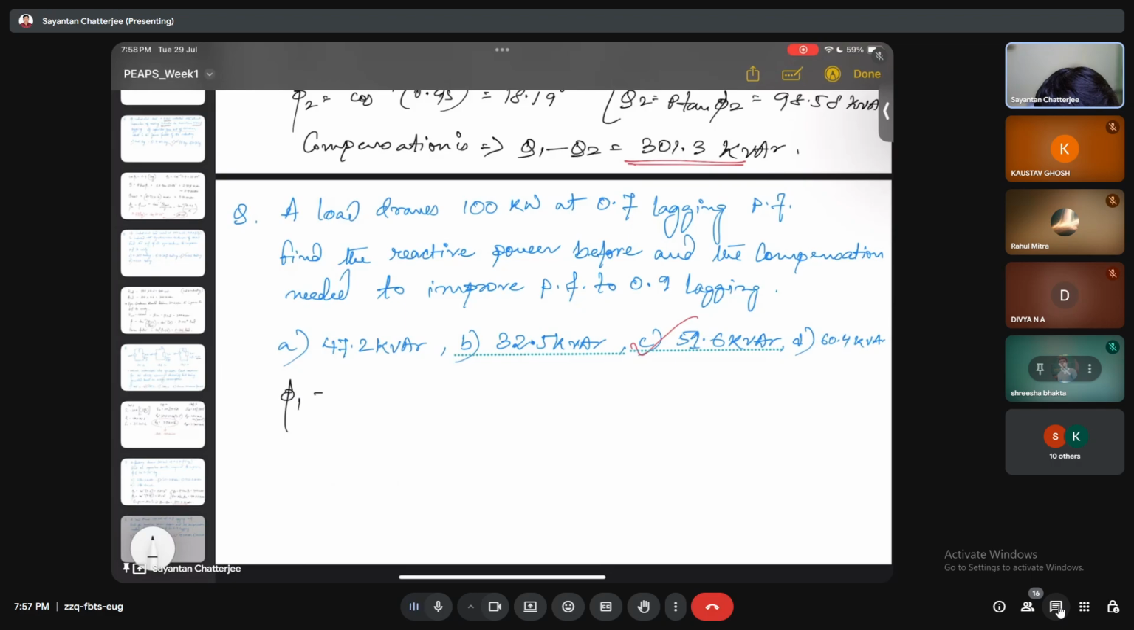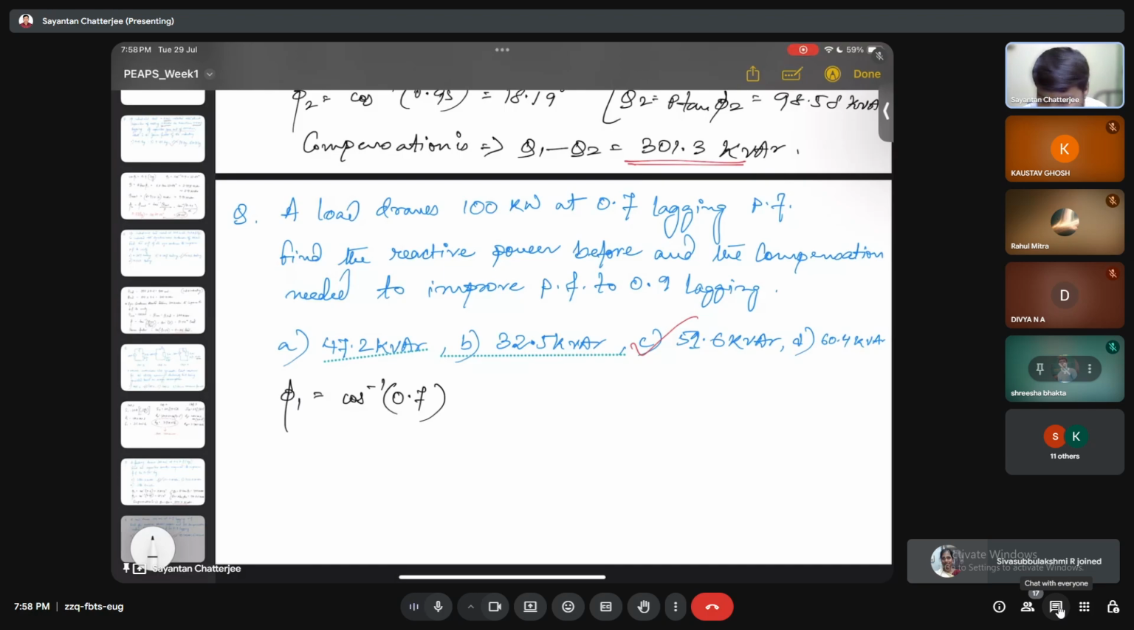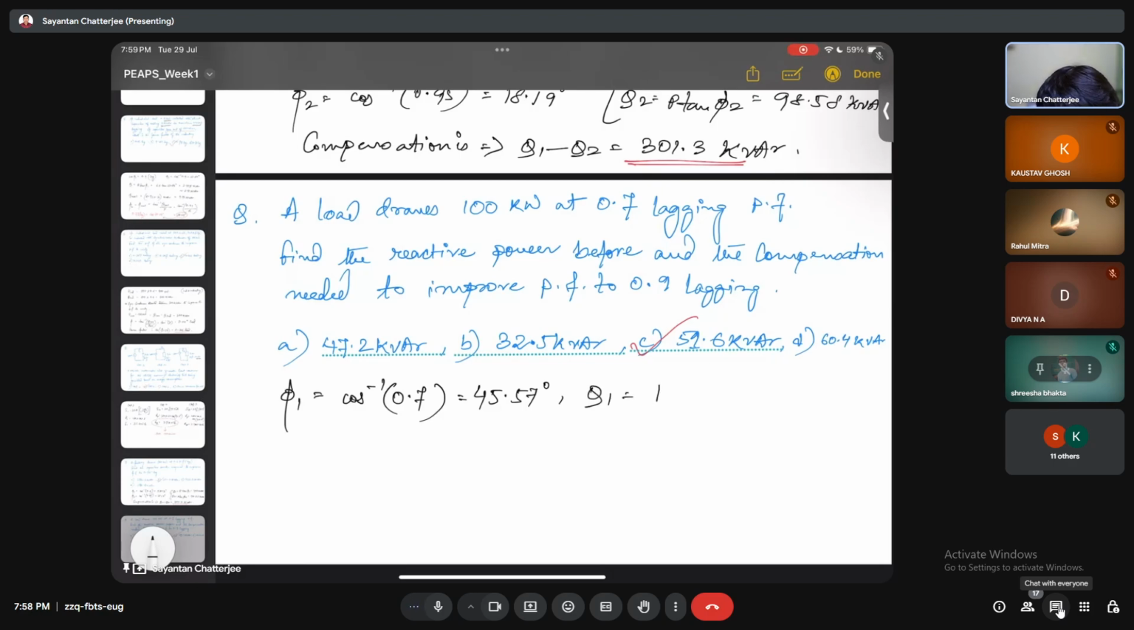So phi 1 is cos inverse 0.7. So cos inverse 0.7 is 45.57. So Q1 will be 100 tan 45.57, and this is equivalent to 100.